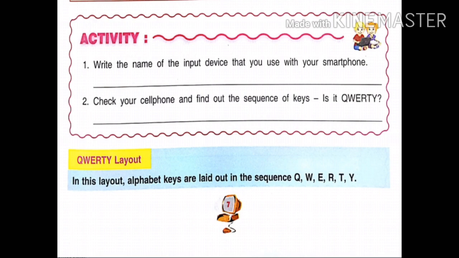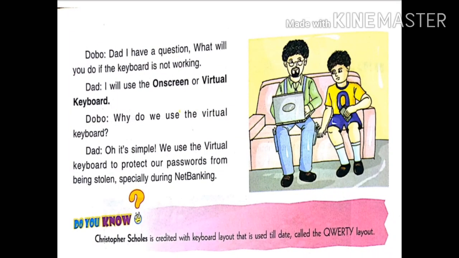Is it QWERTY? It means Q-W-E-R-T-Y. Yes. In our cell phone also, whatever keypad we are having, in that keypad the keys are arranged in this manner only. Now QWERTY layout. In this layout, alphabet keys are laid out in the sequence QWERTY. Now children, almost all the keyboards are having this layout.